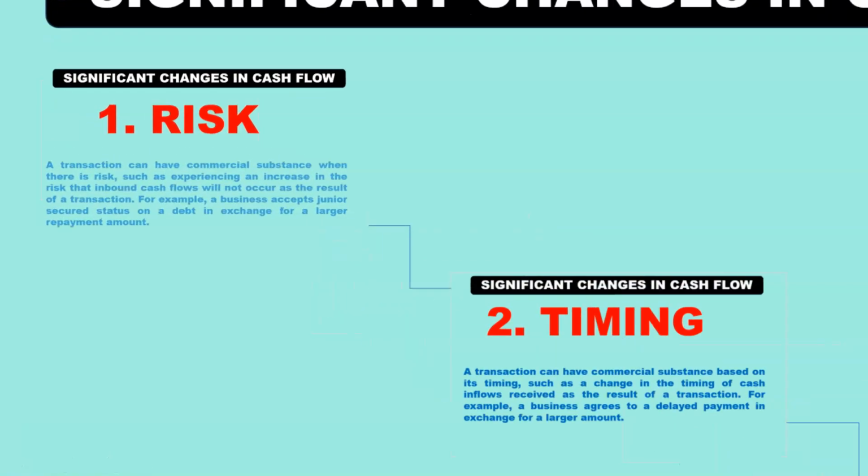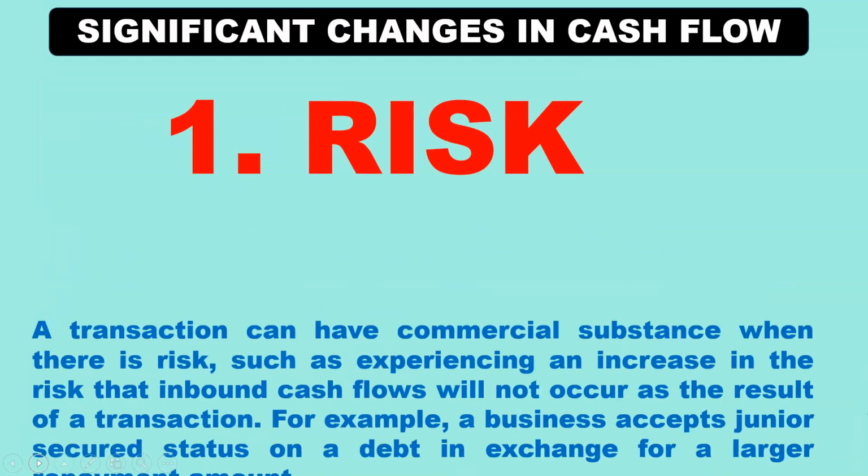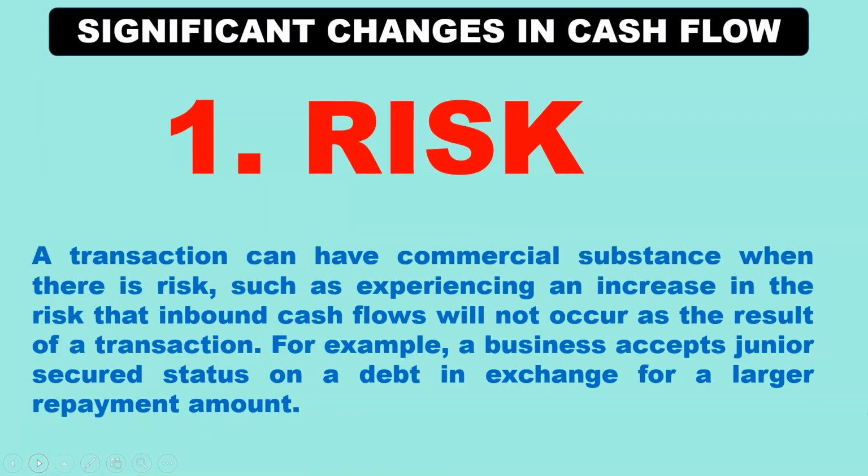Risk. A transaction can have commercial substance when there is risk, such as experiencing an increase in the risk that inbound cash flows will not occur as the result of a transaction. For example, a business accepts junior secured status on a debt in exchange for a larger repayment amount.